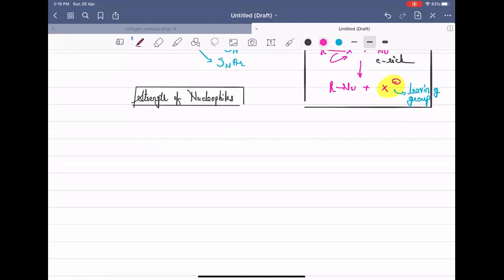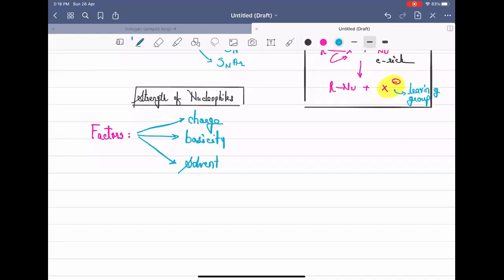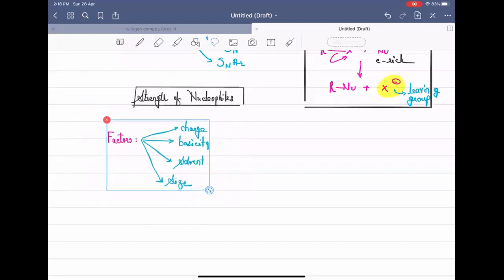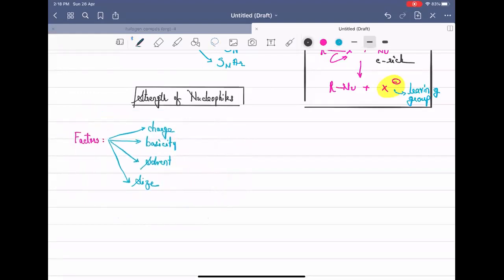First of all, let us take up the factors which decide the strength of nucleophiles. The factors which decide the strength of any nucleophile would be the charge of the nucleophile, the basicity of the nucleophile, which is very important, the solvent in which the nucleophile is reacting, and fourth, the size of the nucleophile, which is also at times important. Before we start with this, I have already done this with you, but let me revise the basic definition of nucleophiles. What are nucleophiles?